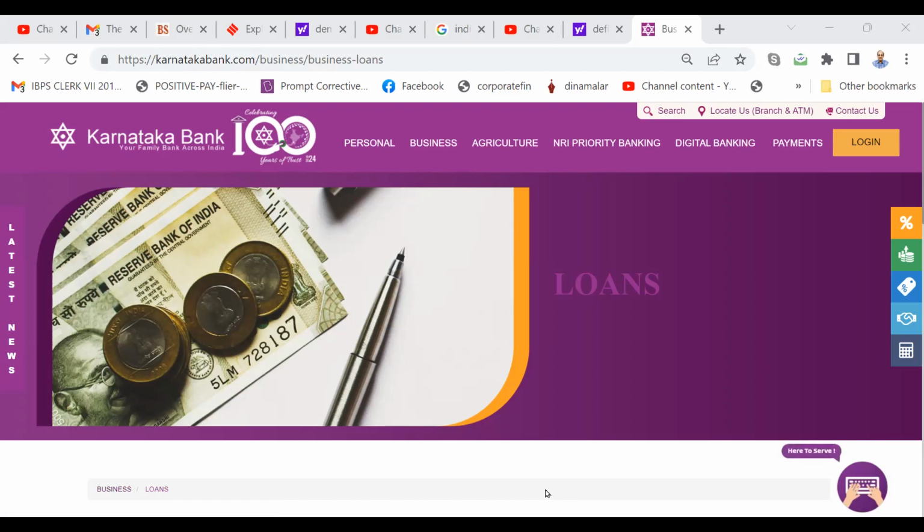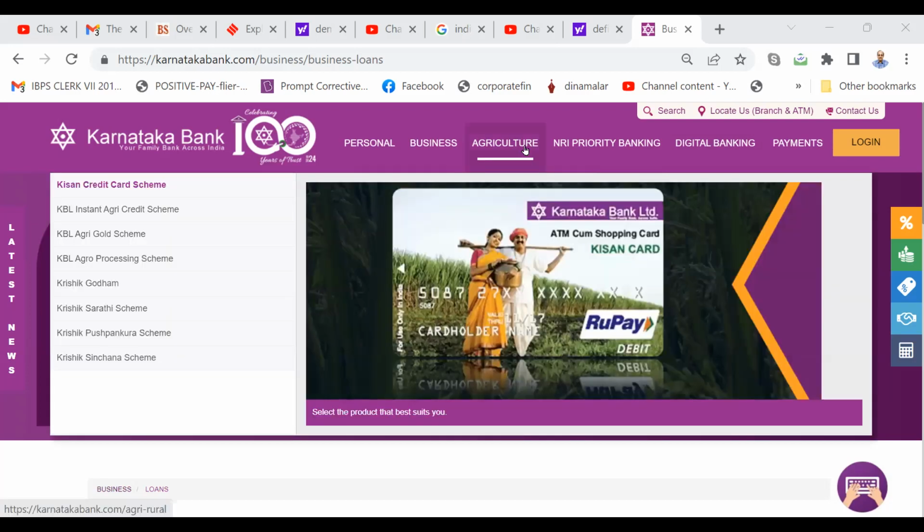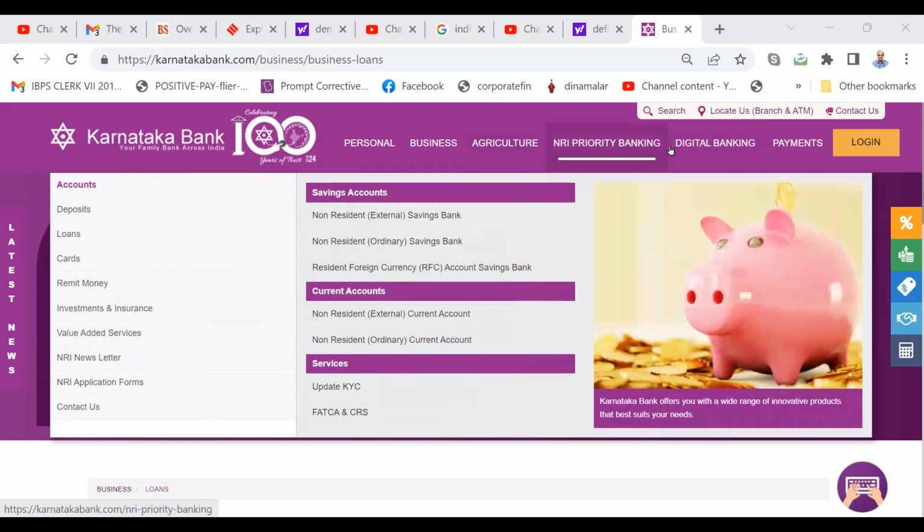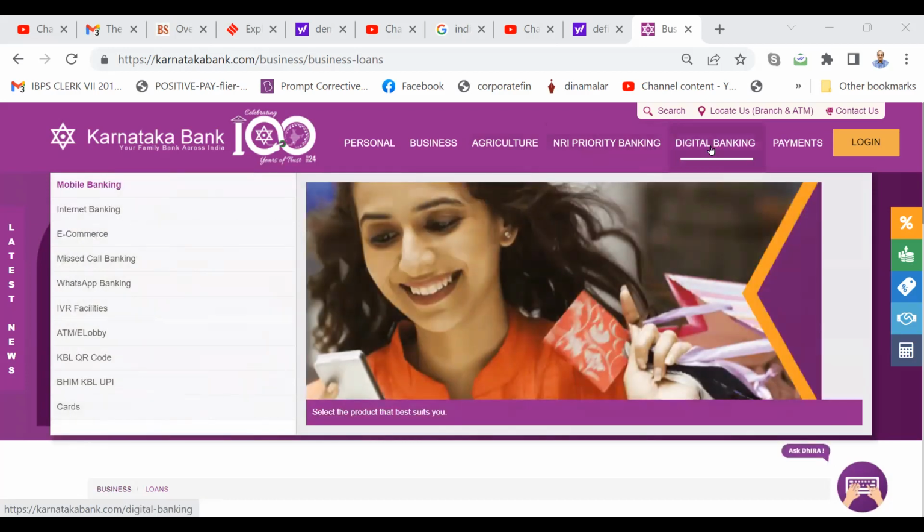And if the bank makes profit, they declare dividend to their shareholders. So this is in a nutshell. But nowadays, what you have to do is to know the classification and agriculture, then NRI priority banking we have already discussed, then digital banking also, because almost all of you are engineering graduates.